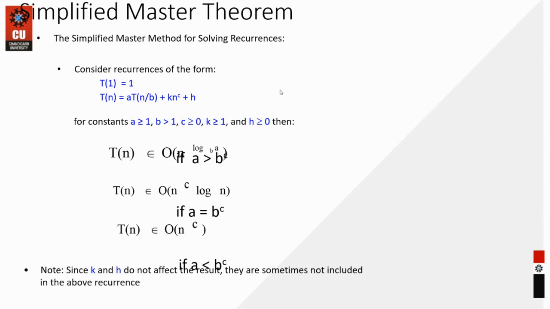So suppose I am considering some recurrence relation over here: T of 1 equals 1, and T of n equals a T of n by b plus k n to the power c plus h. Suppose I am considering this.